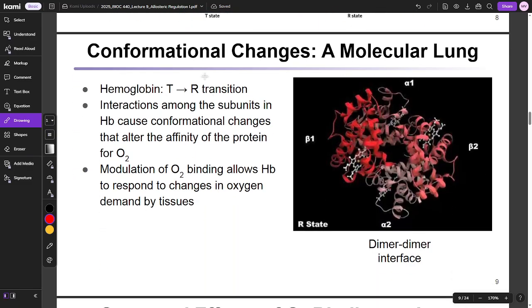So if we look at these different versions of hemoglobin, an interaction among the subunits in hemoglobin causes these conformational changes, and it alters the O2 affinity. Increasing or decreasing the O2 changes how hemoglobin responds to the oxygen. Because it's sigmoidal, it's able to release O2 relatively well and also bind it very strongly.